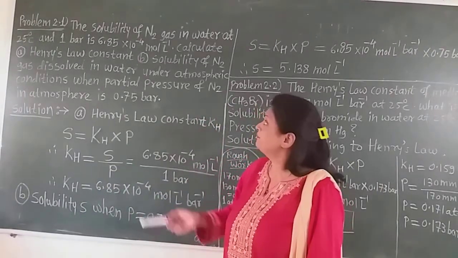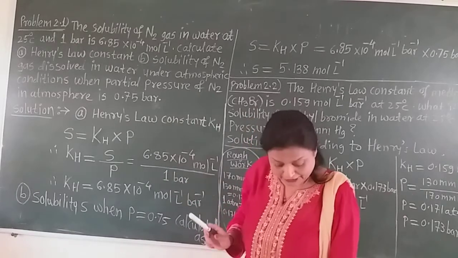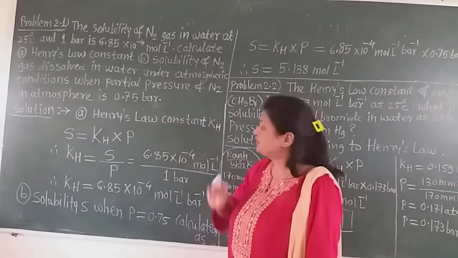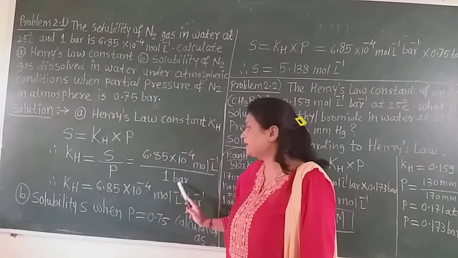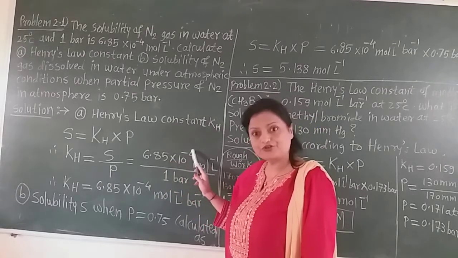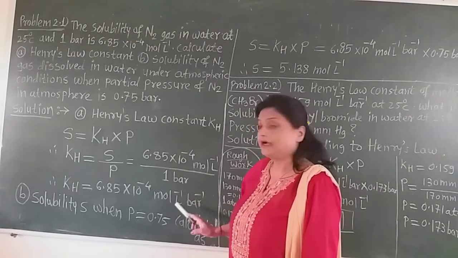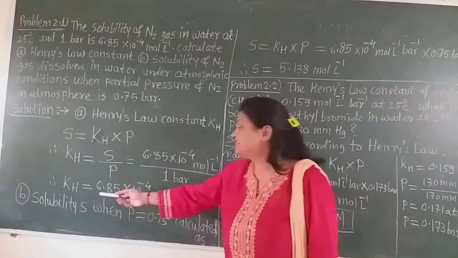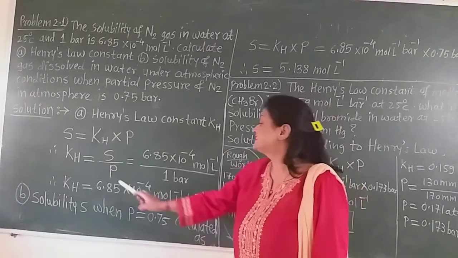What is the value of solubility? Here, 6.85 into 10 raised to minus 4 moles per liter. So substitute the value of solubility as 6.85 into 10 raised to minus 4 moles per liter. And what is the pressure? The pressure is 1 bar; when this solubility of nitrogen gas is given, the pressure is 1 bar. So 6.85 into 10 raised to minus 4 divided by 1 becomes 6.85 into 10 raised to minus 4, and the units are moles per liter per bar. We know the unit of the Henry's law constant is moles per liter per bar. So KH is equal to 6.85 into 10 raised to minus 4 moles per liter per bar. This is the value of KH.